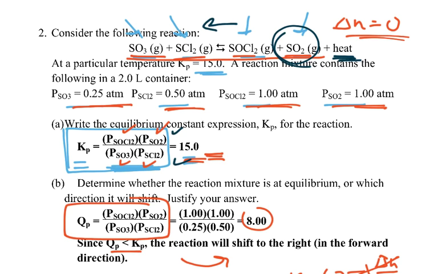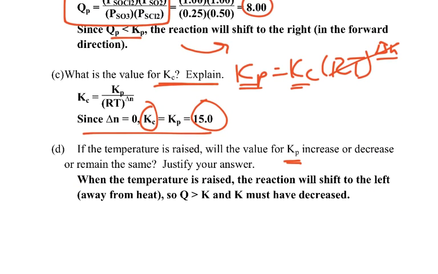So if my SO2 got larger, then I would have a greater number for my products over my reactants. Or in this case, this is getting smaller. So that means my numerator gets smaller and my denominator gets greater. So if this is going to shift to the left and this SO2 is going to get smaller, my K value is going to get smaller as well. And right here, so what's going to happen to your K when the temperature is raised? The reaction will shift to the left. Okay, so K must have decreased.